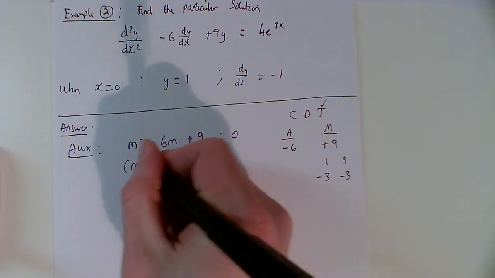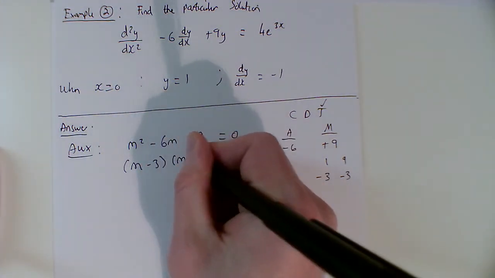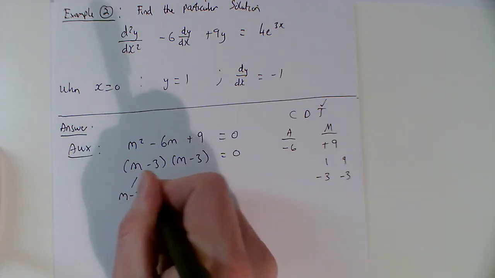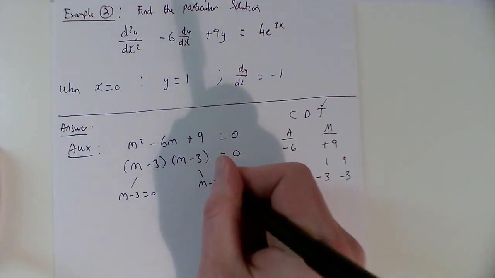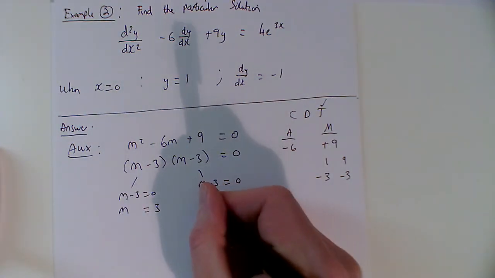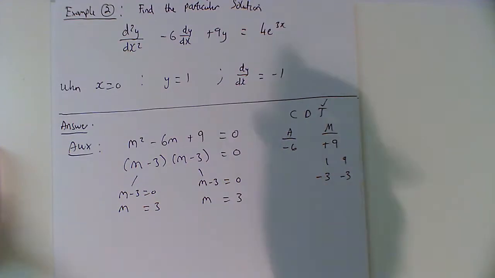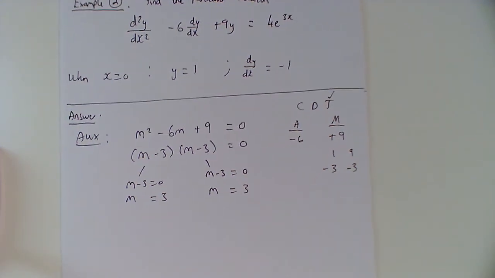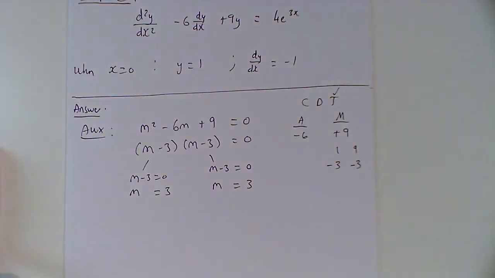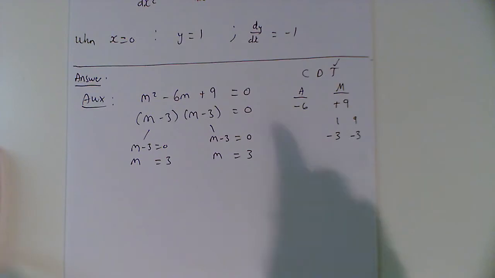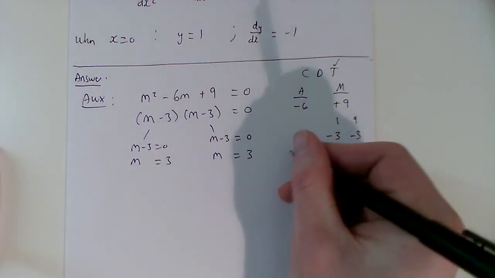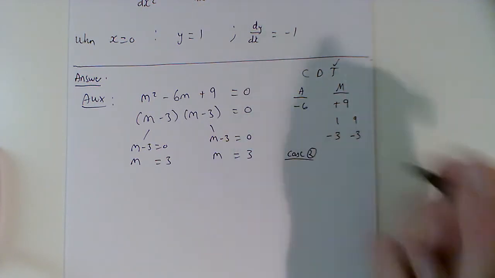So m take away 3, m take away 3 is equal to 0. So that means that our values of m are 3 and 3. So as usual, this is the place where we need to make our first decision. And that is, what case is it? Now, they're both real numbers, but they're the same this time. So it's case number 2.